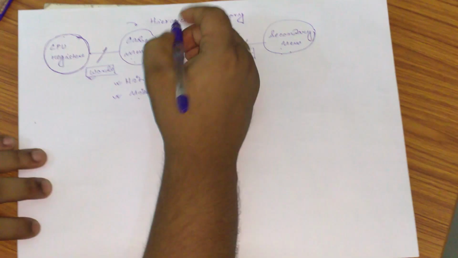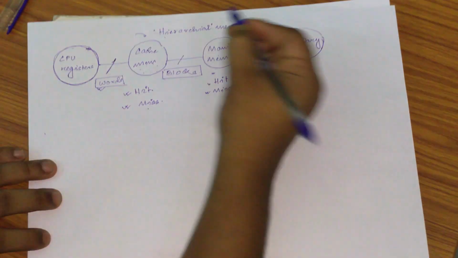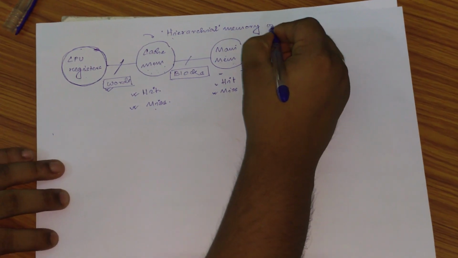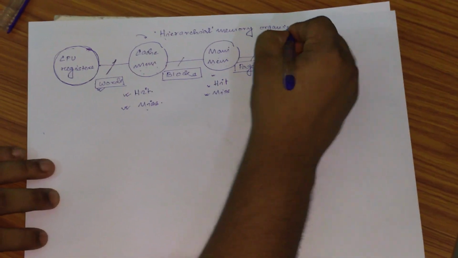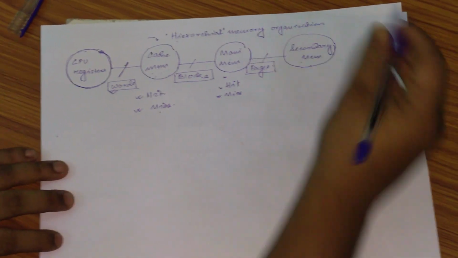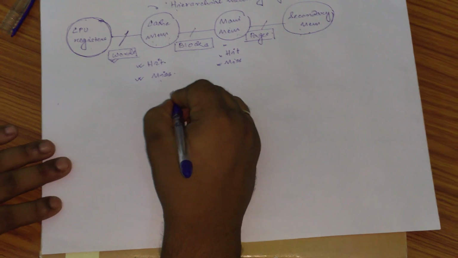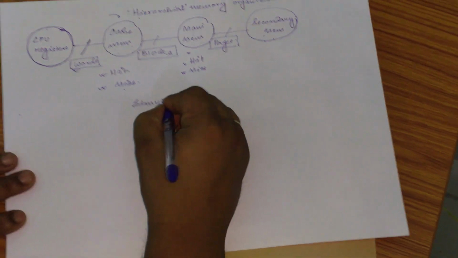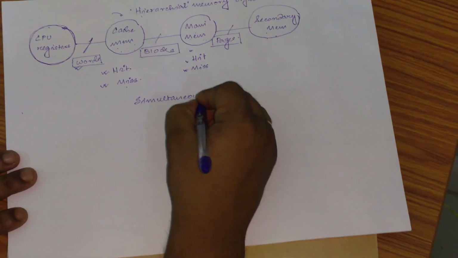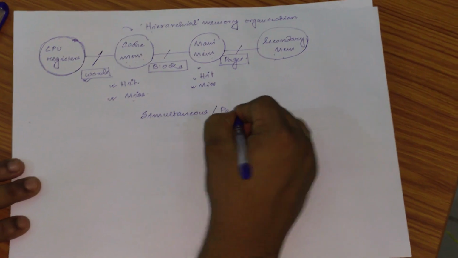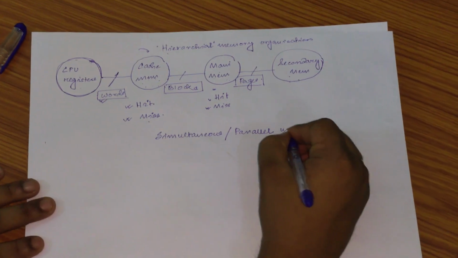I make a lot of mistakes in spelling, let's check whether it is hierarchical or not. Another one is called the simultaneous or parallel memory organization.